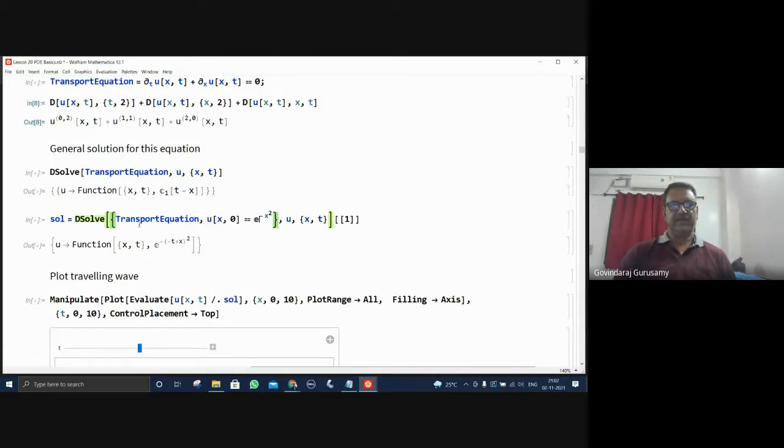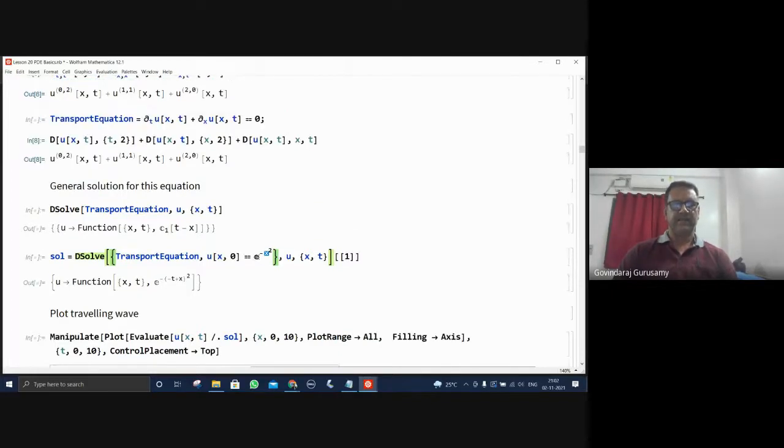With that, if you try to look for a solution, the solution will be a function of x minus t, replacing this variable with that function. Okay, e power minus of (x minus t) squared. Let's see what's happening now. You have this simple equation here, which is equal to 0, which we have made, and dsolve, which we have used now, gives a function of t minus x.